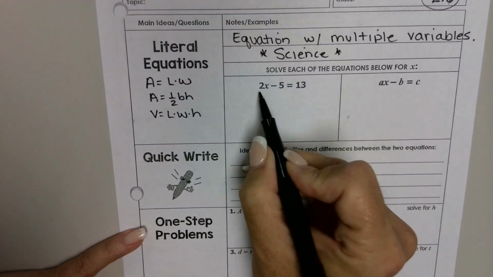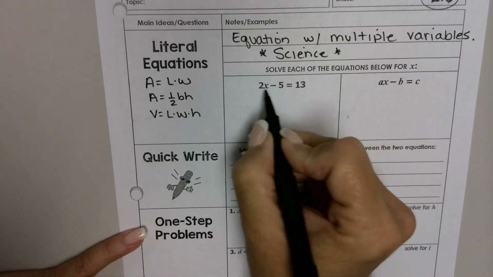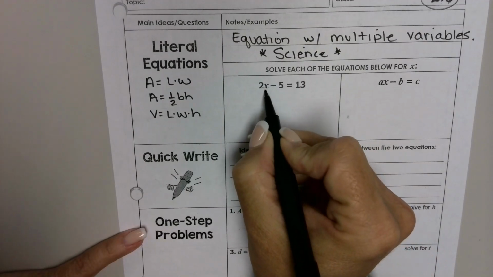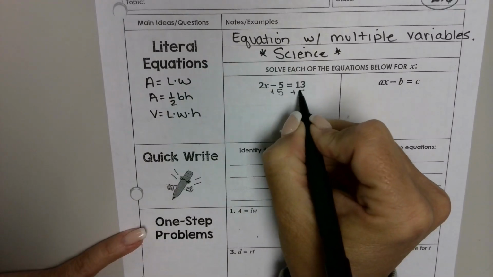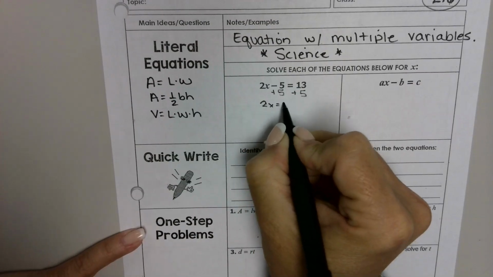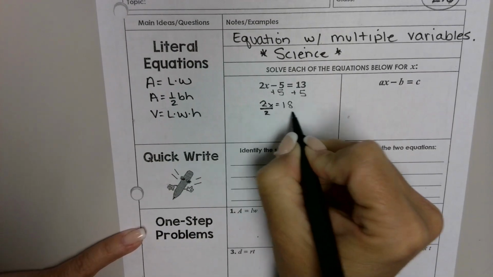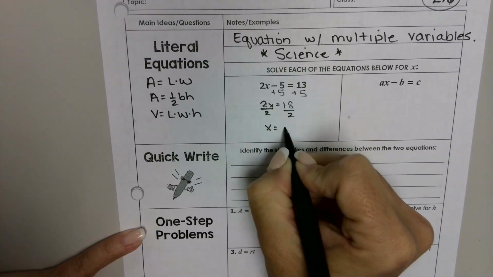So if we were going to solve this for just x, we want to get x by itself. We're going to isolate x. So we do reverse order of operations. So the first thing I do is add 5 to both sides, and I have 2x equals 18. And then I'm going to divide both sides by 2, and this gives me x equals 9.